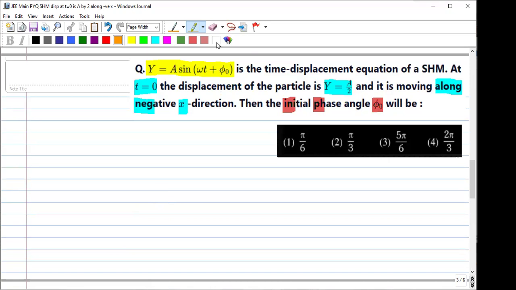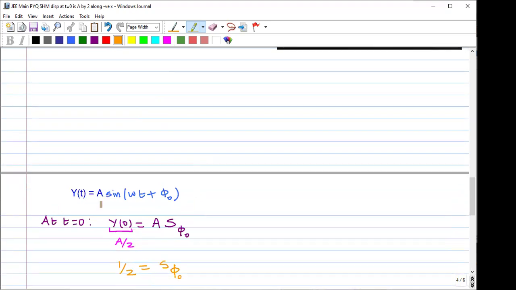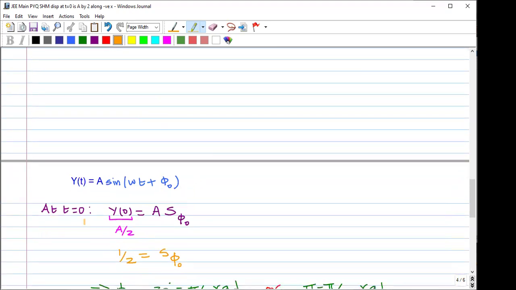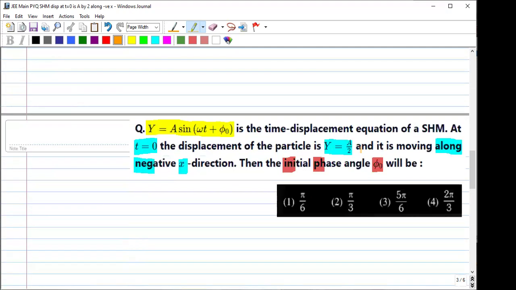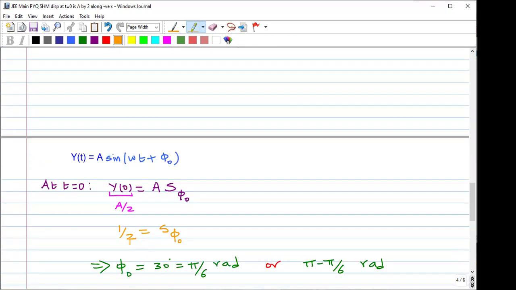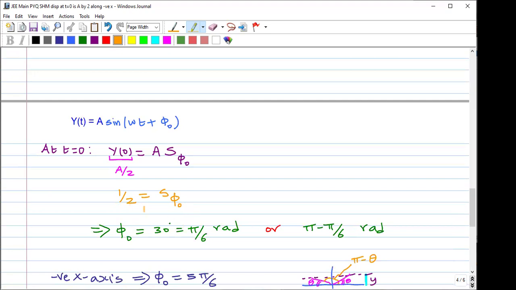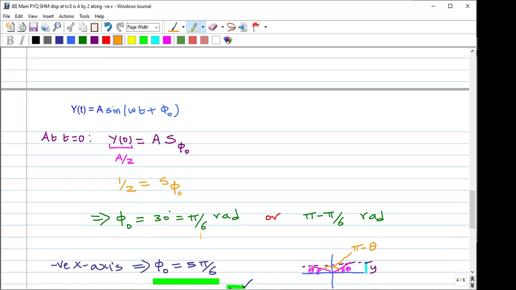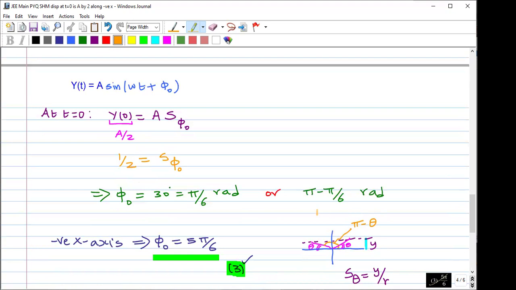So in this, if you put t equal to 0, the value of y should be a by 2. This is the relation that's given in the question. So at t equal to 0, it becomes sine phi naught. So a times sine phi naught should be equal to the y value at 0, which is given as a by 2 in the question. y equal to a by 2 at t equal to 0. So that means sine phi naught is half. There are two angles which satisfy this relation. One is 30 degrees. Another one is 180 minus 30. In radians, that will be pi by 6 or pi minus pi by 6, which is 5 pi by 6.